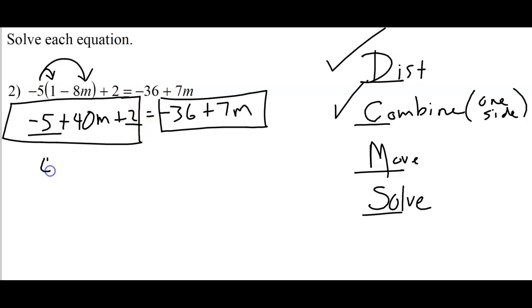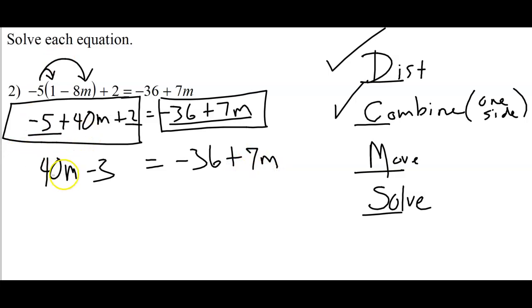So let's do that. 40m is going to stay the same. -5 plus 2 is -3. Over here, there are no like terms to combine, so I'm going to leave that one alone. It's going to stay exactly the same. Now, some of you guys might be thinking, well, Mr. Bailey, aren't 40m and 7m like terms? Yeah, they are like terms, but they're on opposite sides of the equal sign. And when I say combine like terms, I mean combine the like terms that are on the same side. So that's this step here.